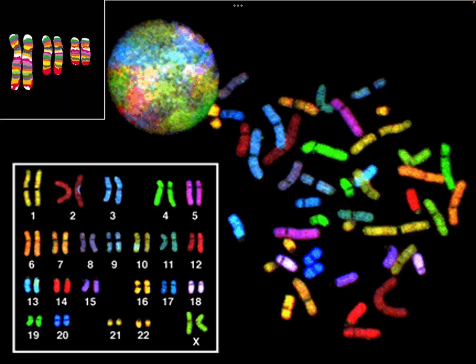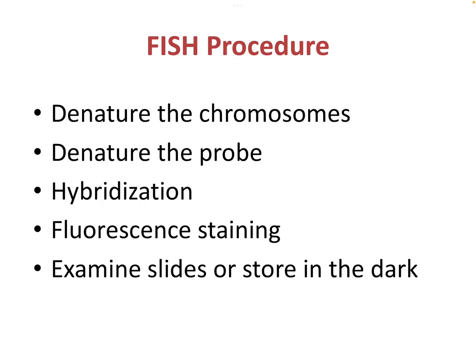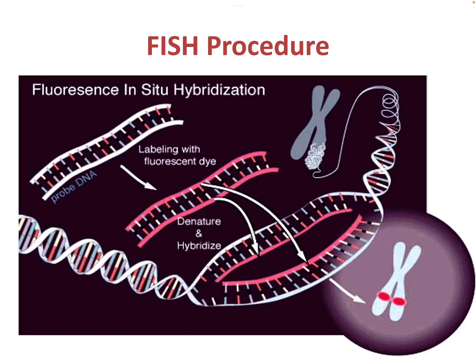So this one, ayan, different colors na. So multicolor fish. For the fish procedure, first we denature the chromosomes, and then we denature the probe. Denature mo yung both. Meaning denature, you have to break up. So, sisirain mo yung dalawang complementary strand. And then, now we do hybridization and then fluorescent staining because attached naman sa probe yung fluorescent so that we can examine it on a slide.